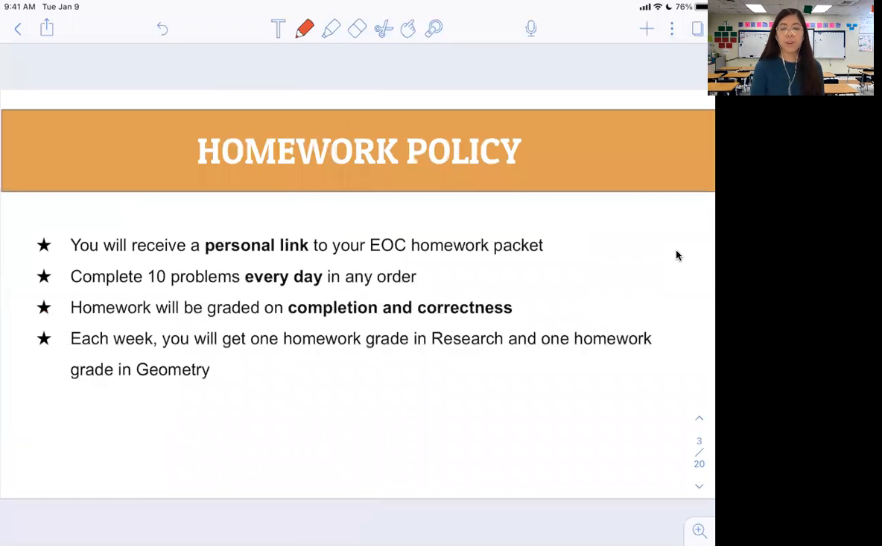Another reminder is for your homework, please make sure that you are completing at least 10 problems every single day. So you should have already done 10 problems last night. Make sure that you work on 10 problems today as well. Homework will be graded on both completion and correctness. So you have to do it and do your best on it. And you will receive a grade both in research and in geometry.